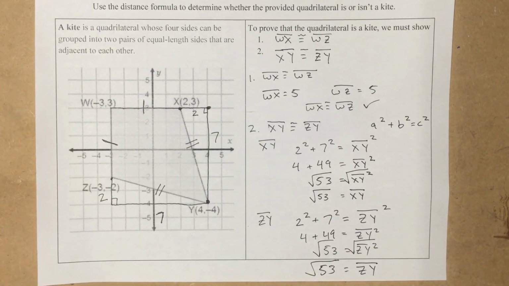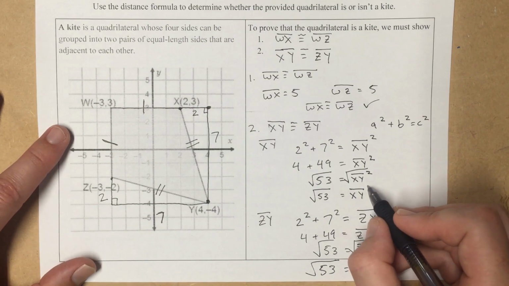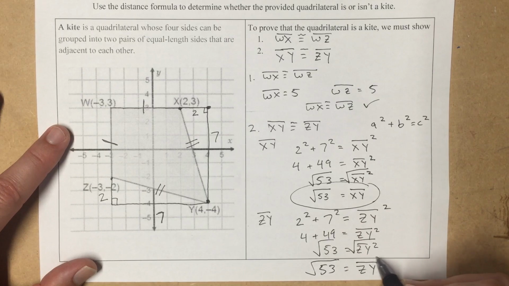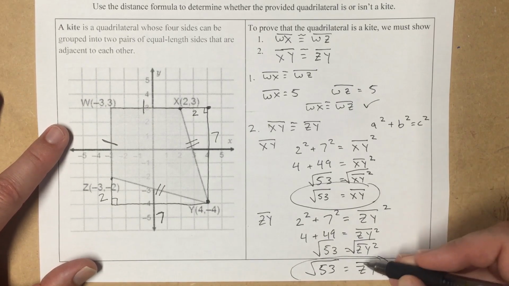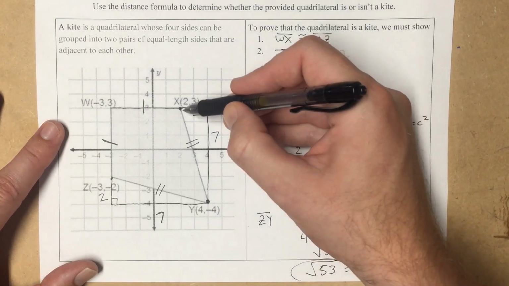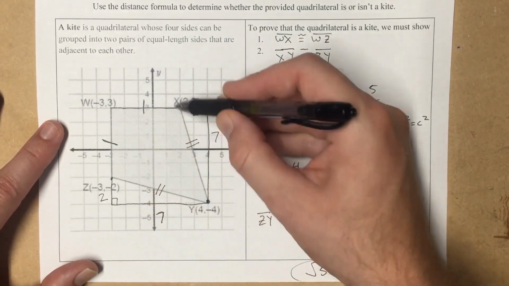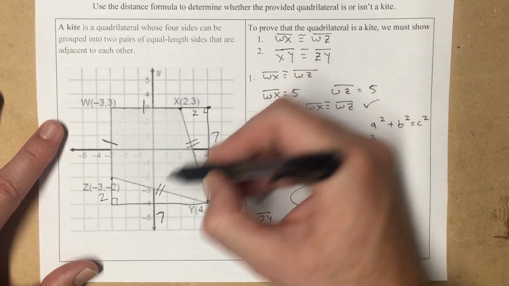I don't have a calculator on me, but it's a little bit more than 7, so about 7.2 or something like that. You could do that on a calculator, square root of 53. But the most important part is that we showed that XY and ZY have the same length. So XY and ZY have the same length, so that's why they are congruent to each other.